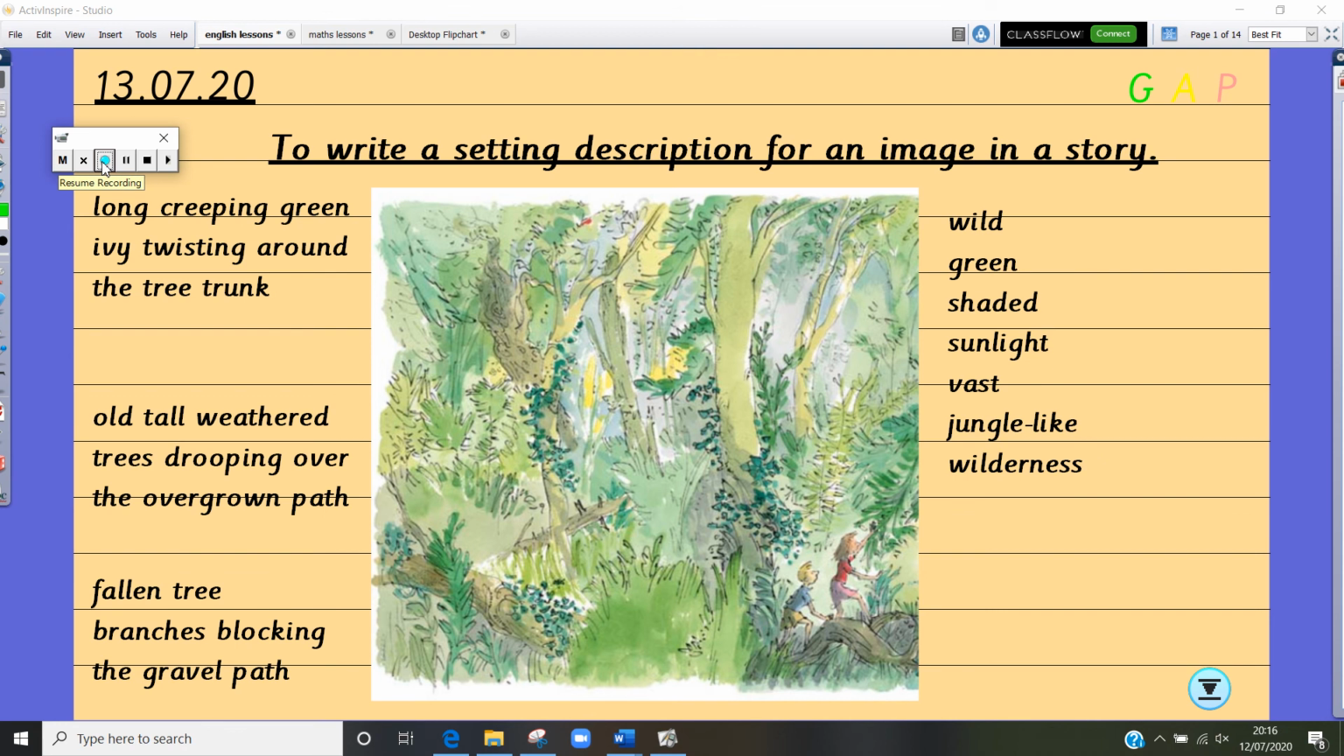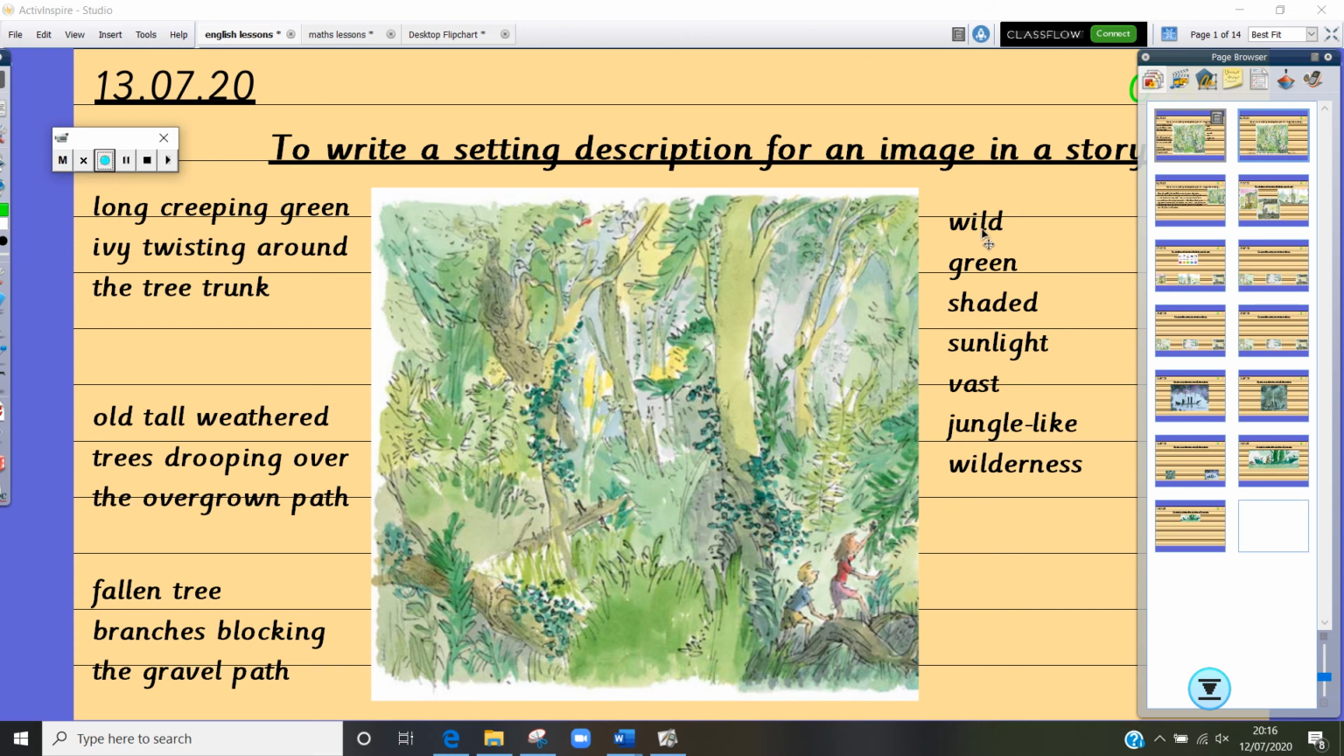Welcome back, Bumblebees. Here are some of my ideas about the image that I can see. On the right hand side of the screen, you can see words that I have included. We've got wild, green, shaded, sunlight, because I think these little yellow bits are parts of the sunbeams coming down into the jungle. Vast, which means large, jungle-like, and wilderness. I feel a bit like it's just a massive garden that's not being cut back or looked after.